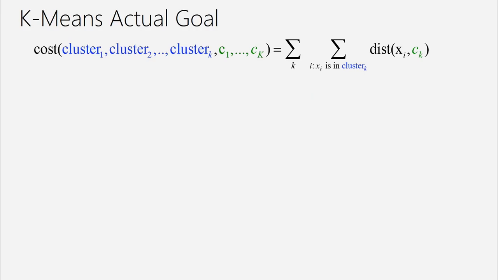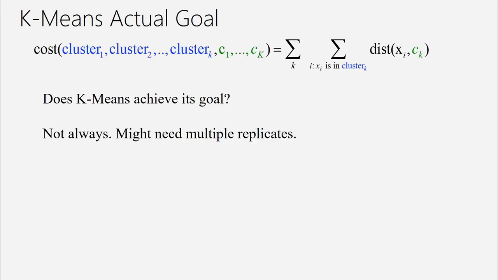So now here's a question for you. Given that k-means' actual goal is to minimize this cost, does it actually achieve this goal? We know that the cost gets lower at each step of k-means because you're always minimizing. But does it always converge to the globally optimal set of cluster assignments and reference points? And the answer is not always.